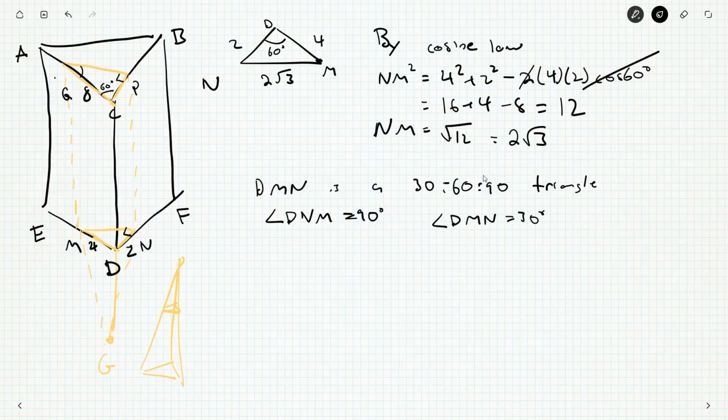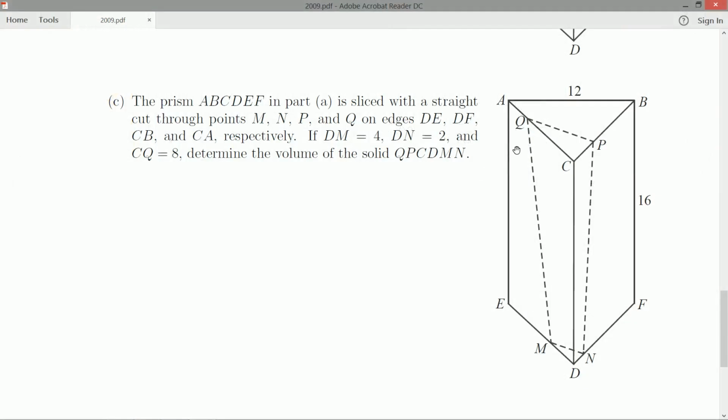And I think it's because it's a single cut. They do say it's a single planar cut, right? Sliced with a straight cut. So this is sort of like a single plane, which I think of as sheets of paper. So I think if we can make an argument that PQ is parallel to MN, CB parallel to DF, they're going to intersect both at 90, I guess.